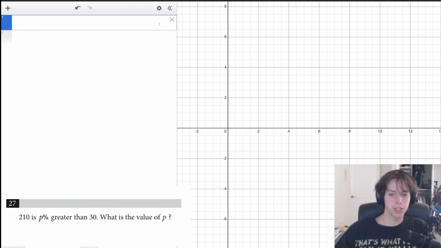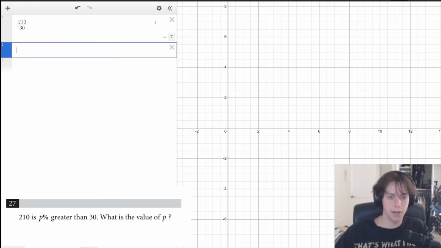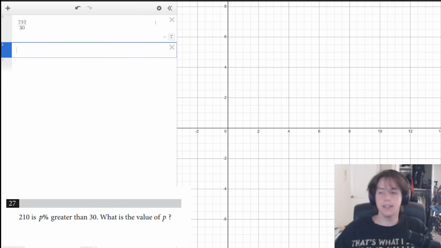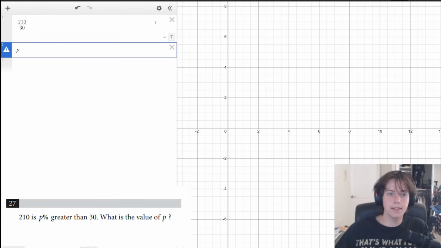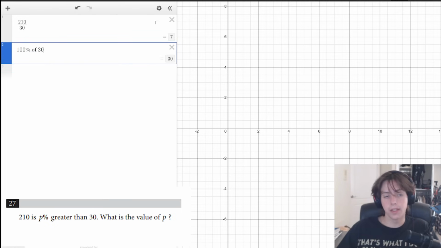And finally, our final question, number 27: 2 times p% greater than 30. What is the value of p? For this one, we have to notice that 2 times is 7 times greater than 30, but it says p% greater, so it's not asking p% of, right? If it asks p% of, you'll see 100% of 30 is just 30, right?